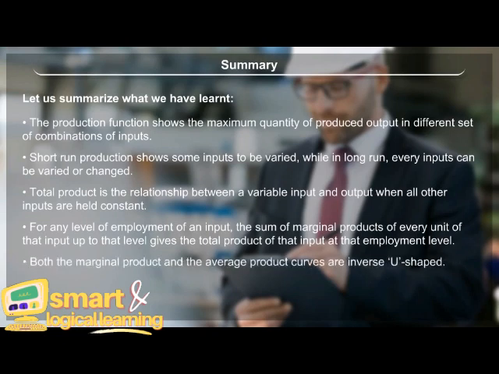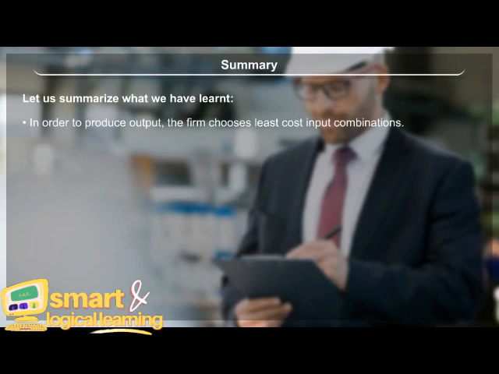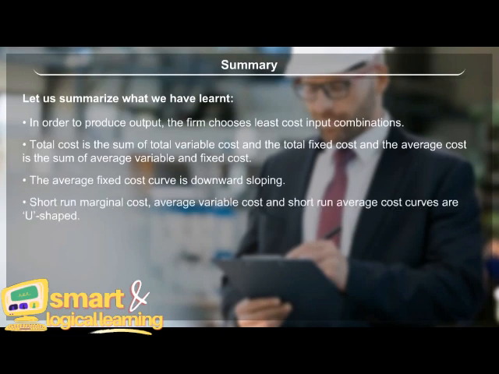Both the marginal product and the average product curves are inverse U-shaped. At the maximum point of the average product curve, the marginal product curve cuts the average product curve. In order to produce output, the firm chooses least cost input combinations. Total cost is the sum of total variable cost and total fixed cost, and the average cost is the sum of average variable and fixed cost. The average fixed cost curve is downward sloping. Short-run marginal cost, average variable cost, and short-run average cost curves are U-shaped.